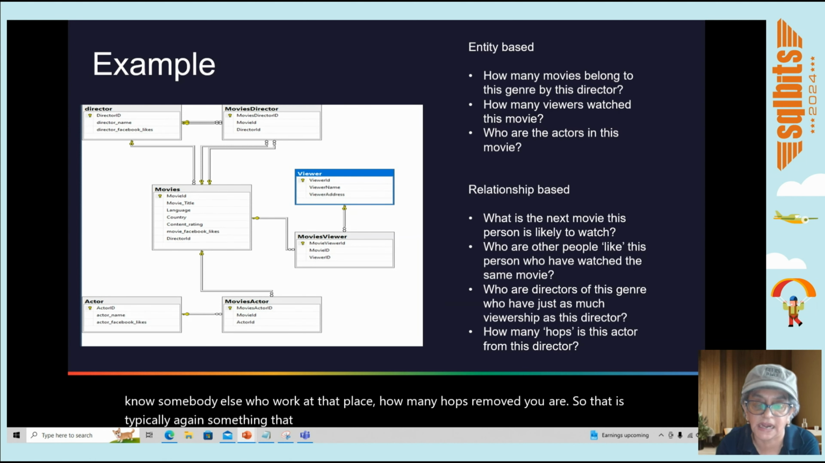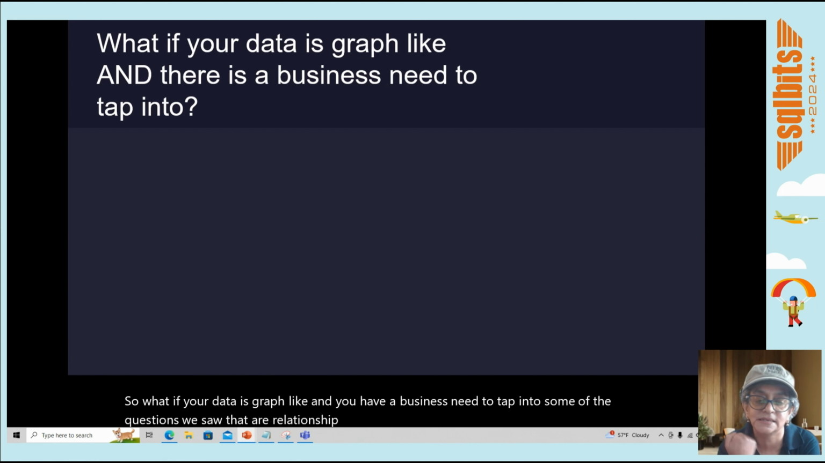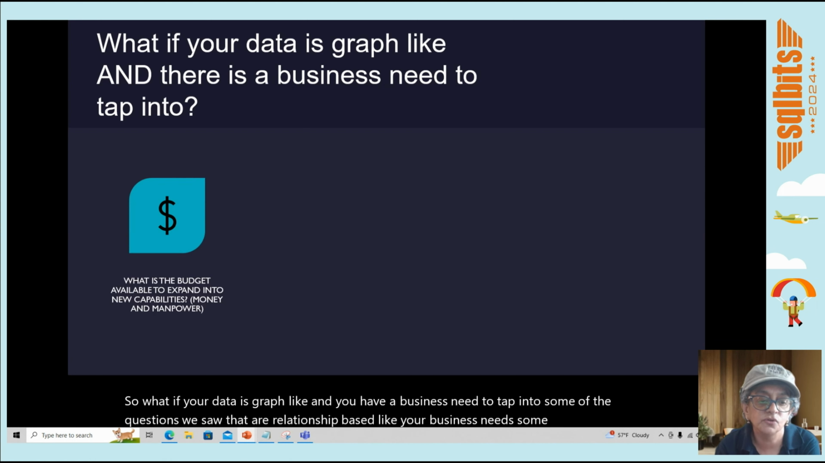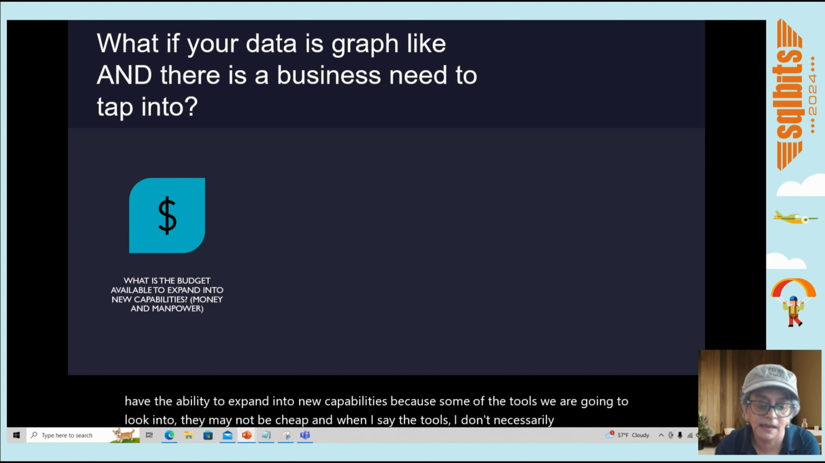So what if your data is graph like and you have a business need to tap into some of the questions we saw that are relationship based, like your business needs some of them answered. So the number one thing you have to do is to look at your budget. And do you have the ability to expand into new capabilities? Because some of the tools we are going to look into, they may not be cheap. And when I say the tools, I don't necessarily mean you pay for big licensing and such.